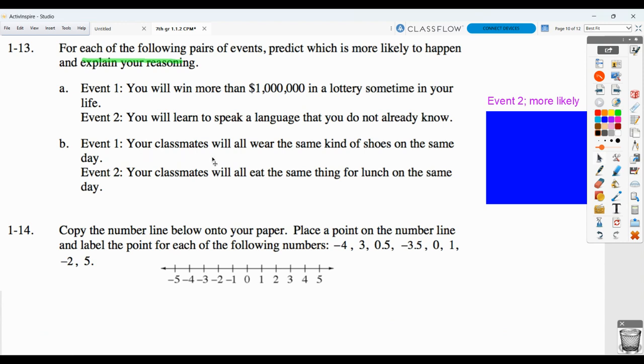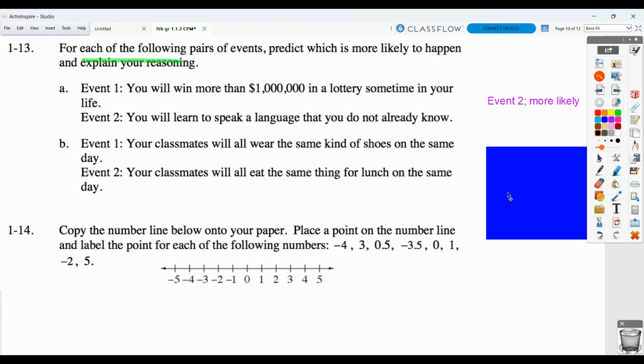Then for B, your classmates will all wear the same kind of shoes on the same day, or your classmates will all eat the same thing for lunch on the same day. Now, again, both are pretty rare, but which one is more likely? And probably that would be, again, event 2, because everybody's getting free lunch and breakfast this year. And even if they weren't, everyone might choose to eat hot lunch, and then they'd be eating pretty much the same thing.